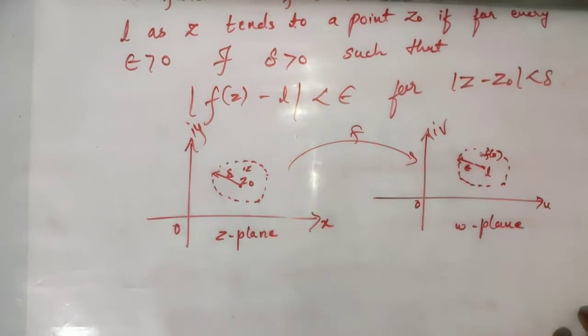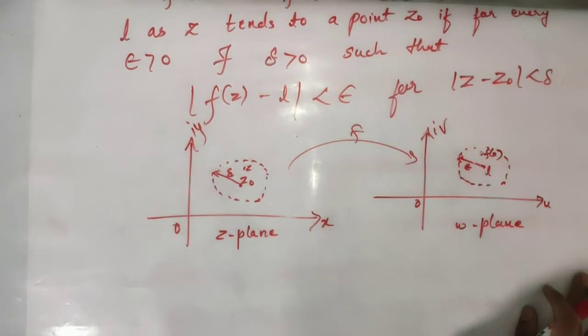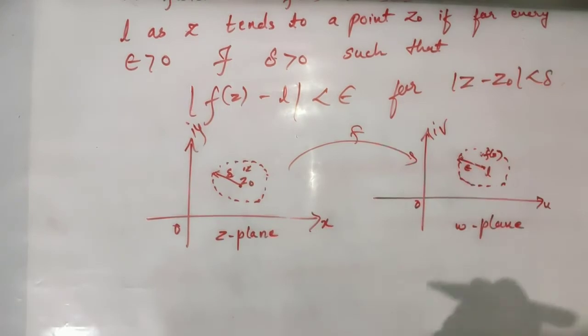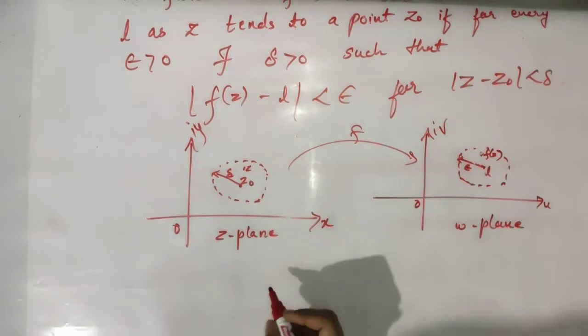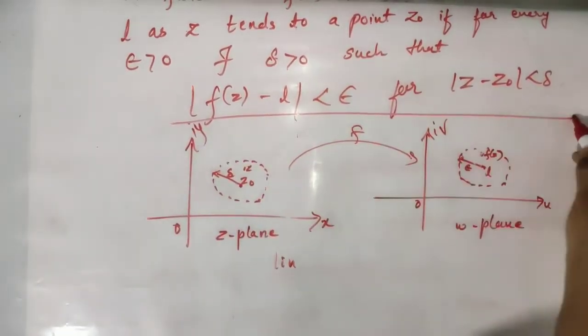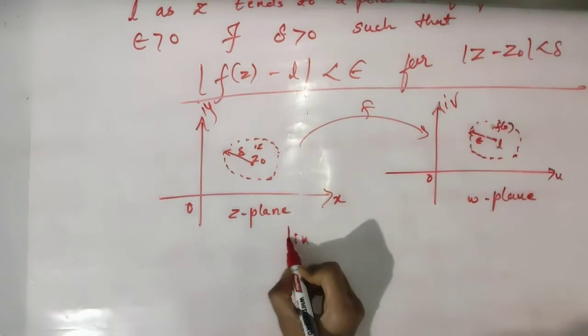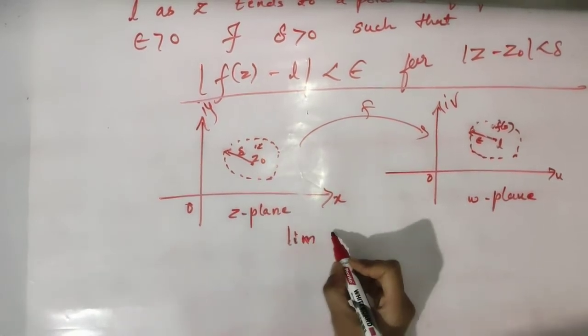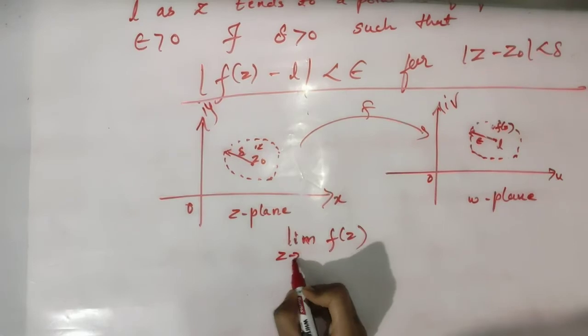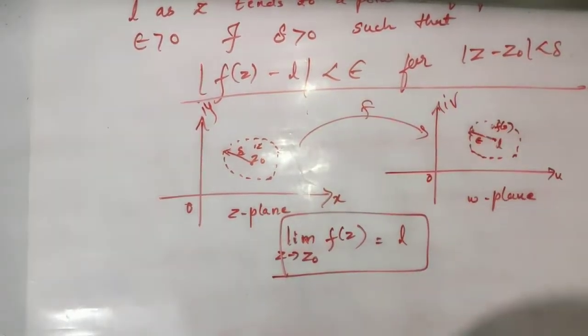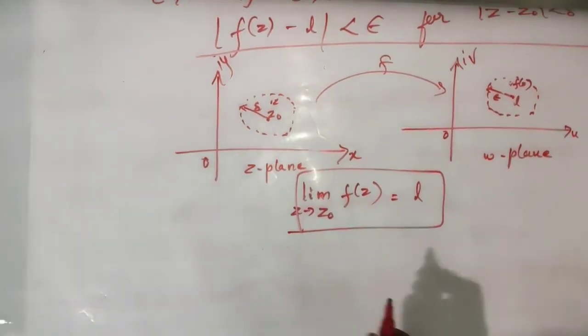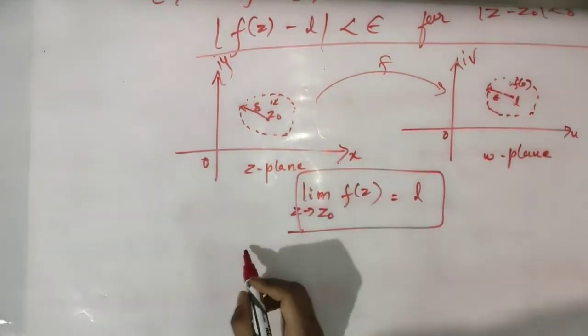Now what is going to be the continuity? I have told you already, whenever the functional value is equal to the limiting value, then we say the function is continuous. First we will write the limit mathematically: limit of f of z as z tending to z naught is equal to L. Mathematically, this we can write like this. Similarly, we have got the continuity definition.